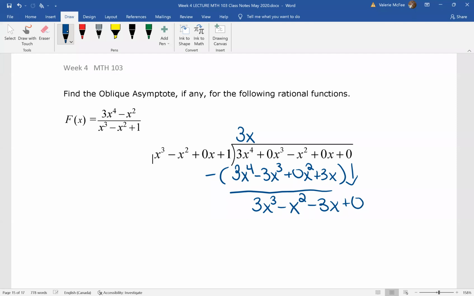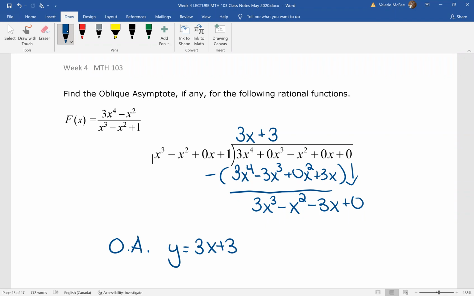And now we see that we're going to be dividing 3x cubed divided by x cubed is positive 3. There we have our oblique asymptote. We don't need to go any further, although you might want to if you just need practice doing your division.